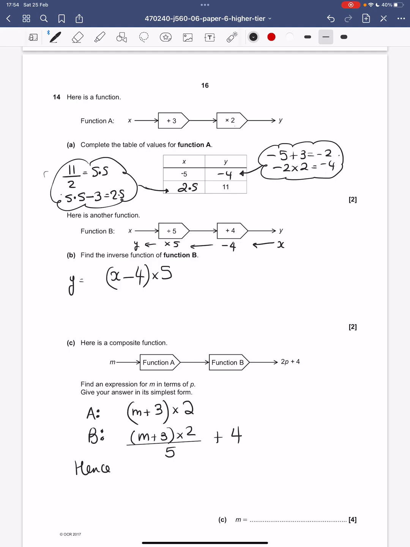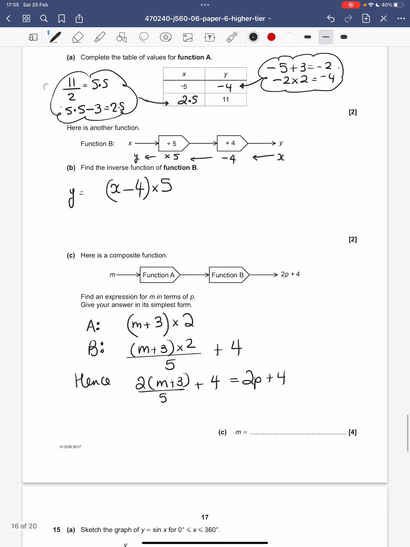So hence 2 times m plus 3 over 5, plus 4, equals 2p plus 4. And we need to find m in terms of p. Well, let's cancel those 4s to start off with. And we can cancel the 2s as well. So m plus 3 is 5p, so I'll multiply both sides by 5. I don't like the way I've done this, I've been too lazy. I'm rushing a bit. Right, so start again.